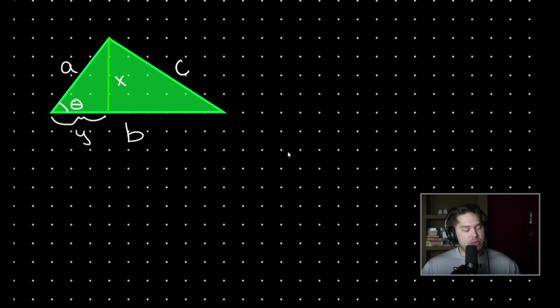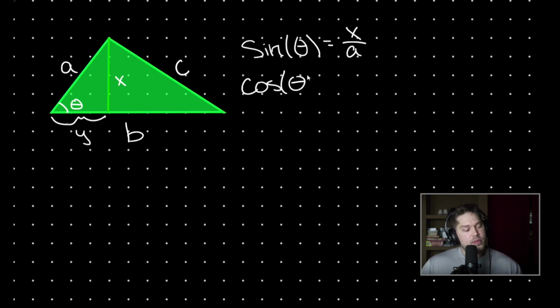So let's talk about some things we already know. Well, what would sine of theta be? Sine of theta would equal x over a, the opposite side over the hypotenuse. Cosine of theta would equal y over a, the adjacent side over the hypotenuse.